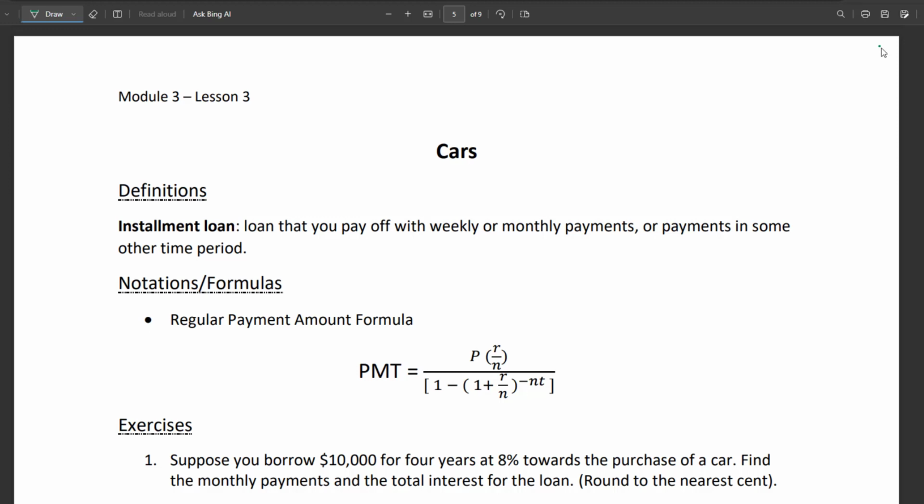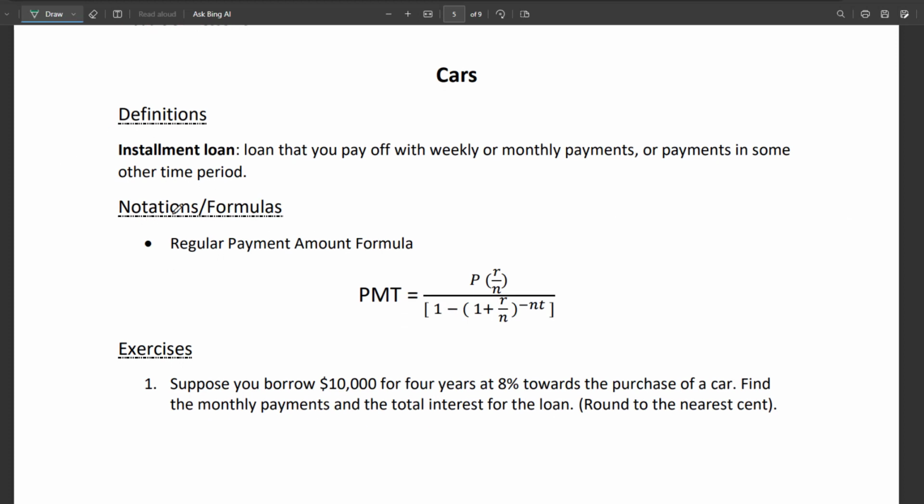All right, part 2 of Module 3, Lesson 3. We're going to be doing car payments, house payments, and then we'll talk about credit cards. So the car payment formula and the house payment, we're going to use the same formula.